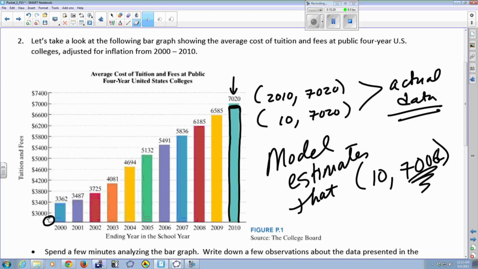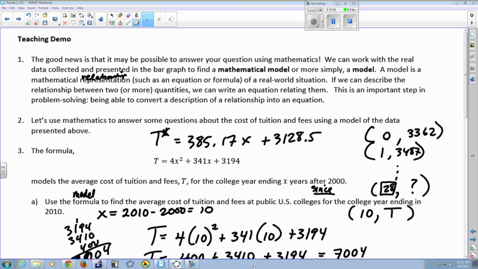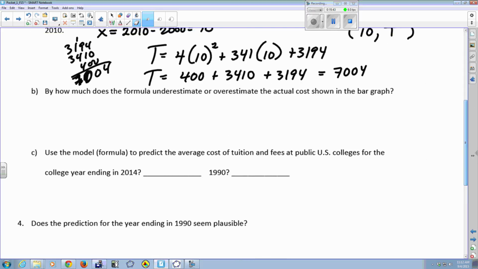7,004, sorry about that, when the actual value is 7,020. What do you think about that as an estimate? Pretty close. Yeah, so a pretty good model. In fact, it only underestimates the actual cost by $16. Okay.